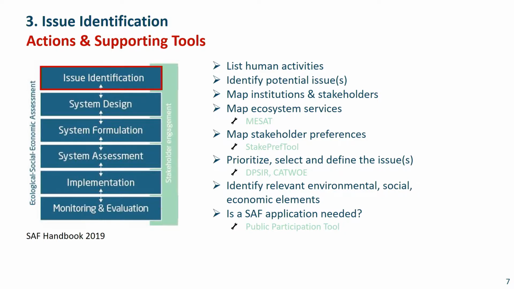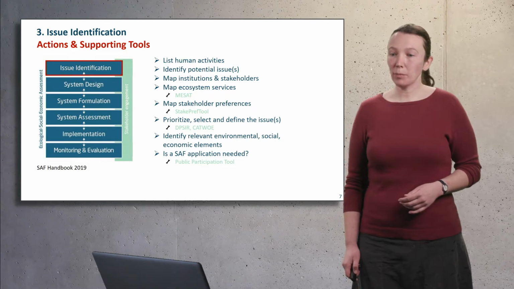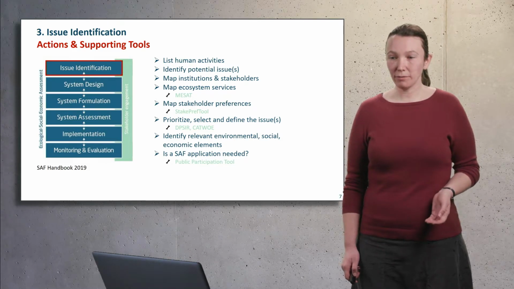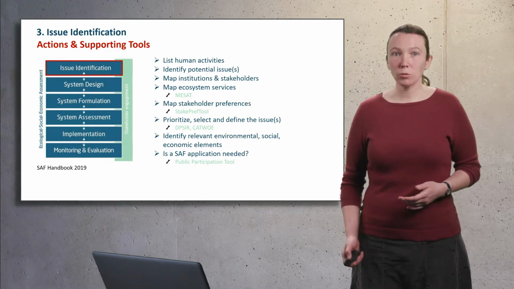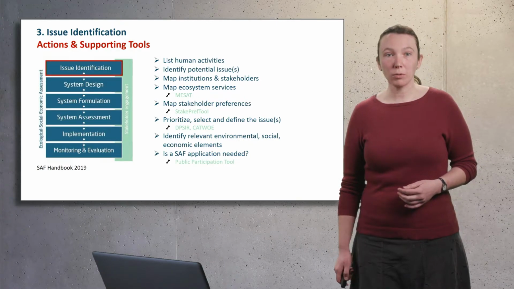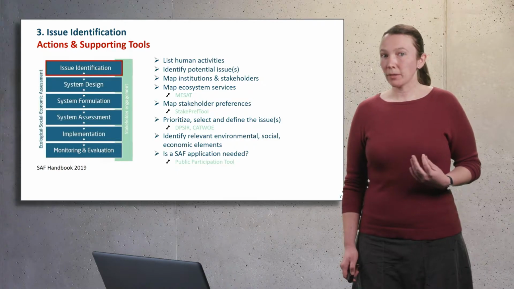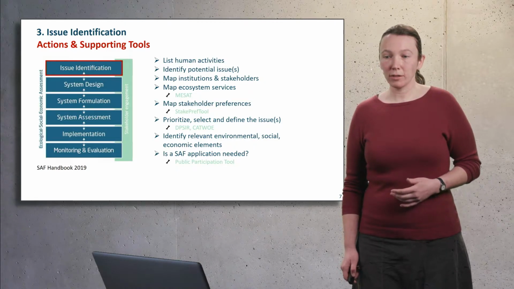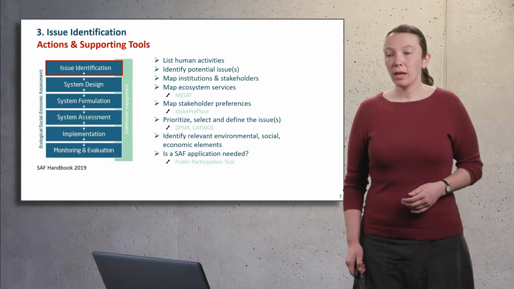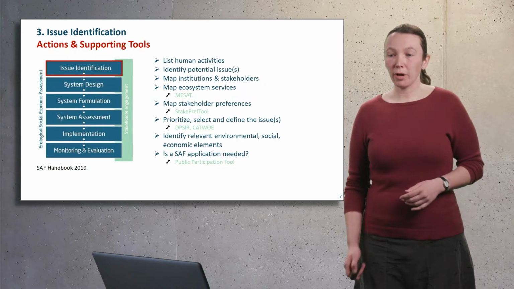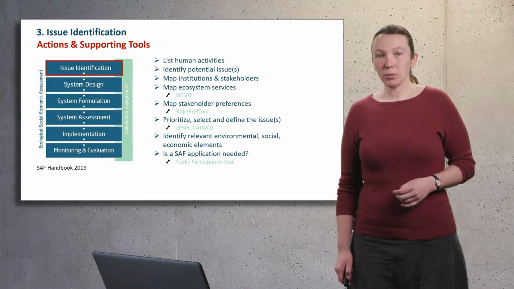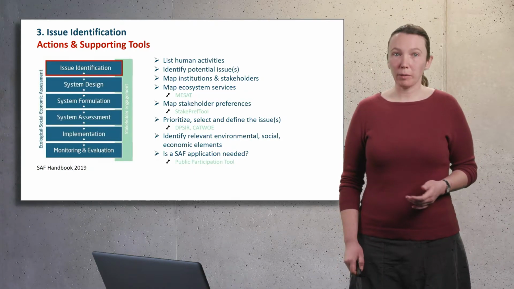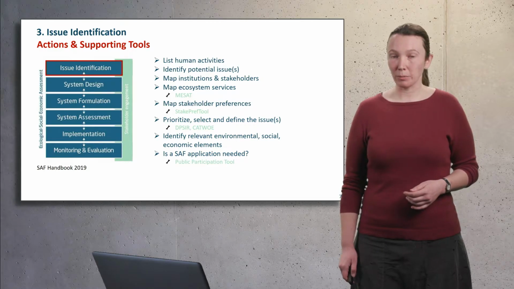I will start with the first step. It is the issue identification. In this step, you list the human activities, you identify potential issues, you map the institutions and stakeholders relevant for your issue, you map the ecosystem services and stakeholder preferences, and then when you have several issues, you prioritize and select the most important one, and you identify the relevant environmental, social, and economic elements.